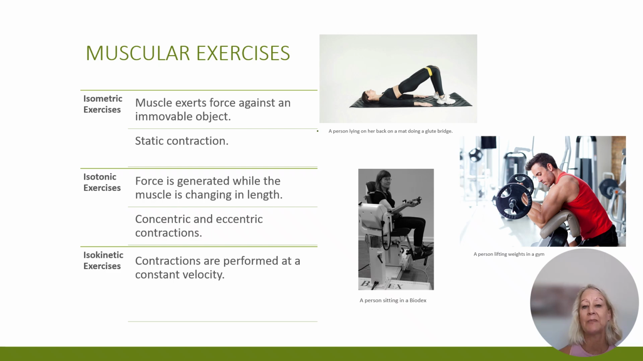So isometric means no movement, it's static, like holding that plank, versus isotonic, where you have concentric, shortening contractions, and then lengthening, or eccentric, contractions like the squat. And then isokinetic, where everything is at a constant speed, and it usually requires specialized equipment. All three are great for incorporating into your routine. And so it's good to have a well-rounded, functional, and resilient training program.